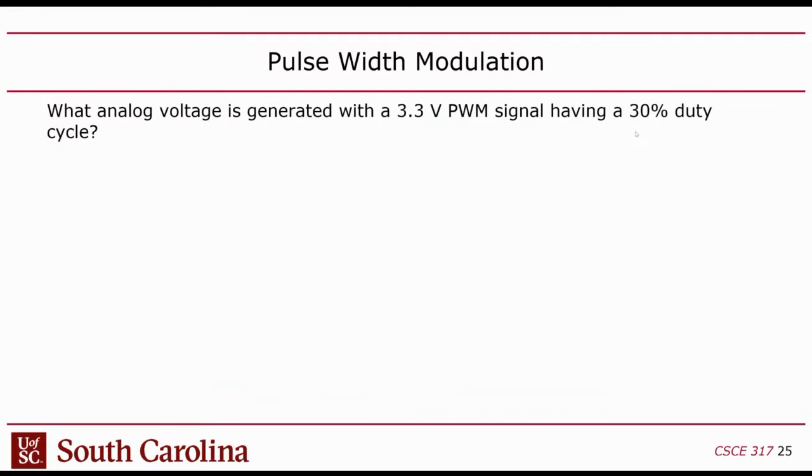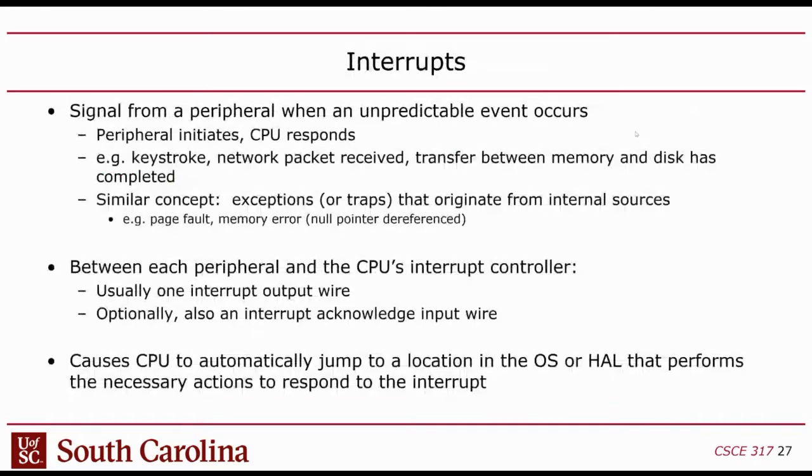So here's a question I asked on the exam last spring. Pretty simple. What analog voltage is generated with a 3.3 volt PWM signal having a 30% duty cycle? And the answer would be 0.99 volts. So it's basically just multiply.